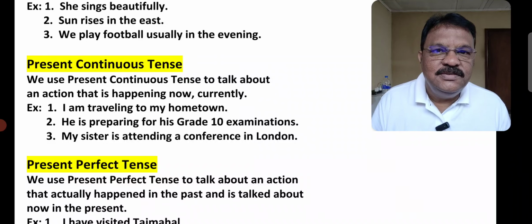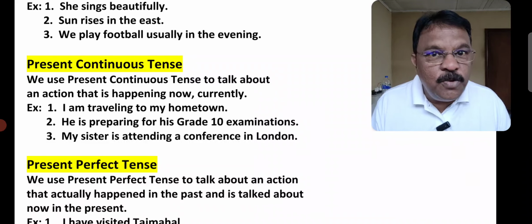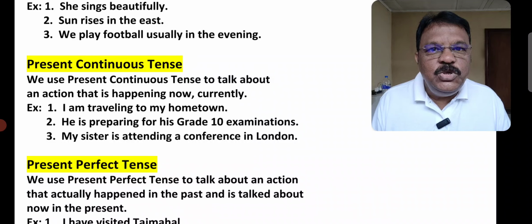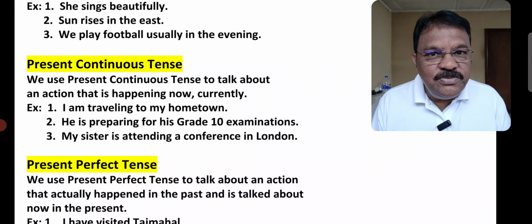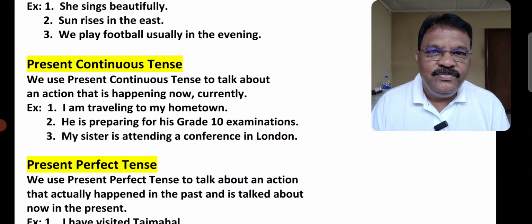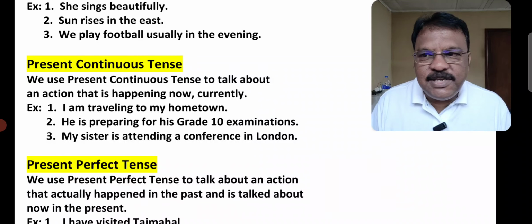I am traveling. How long will you travel? Until you reach your destination. Your destination is your hometown. So until you reach your hometown, you will travel, right? After you reach your hometown, that's it. You will not be traveling. So the traveling happens now, currently. Got it? Very good.